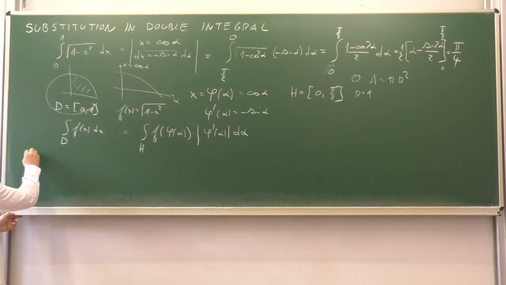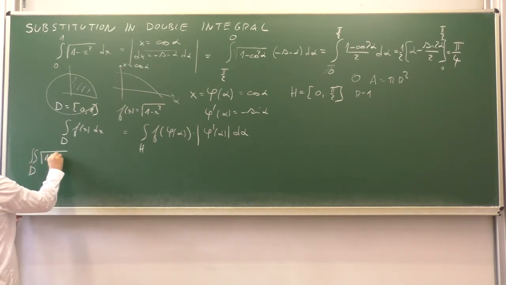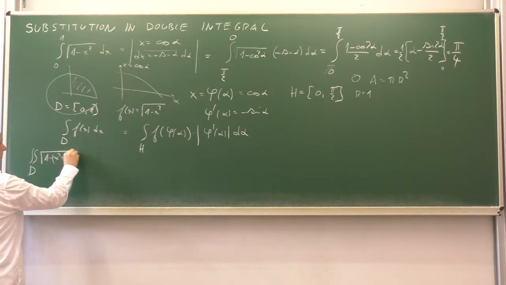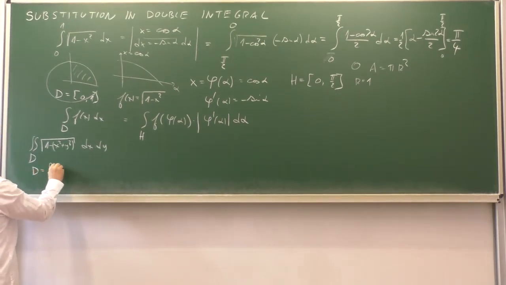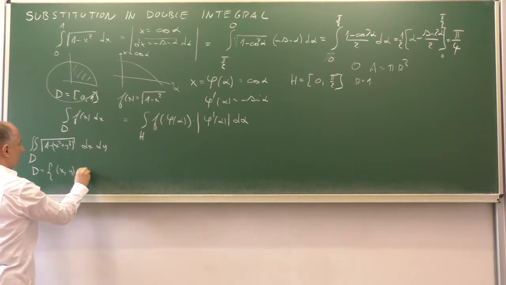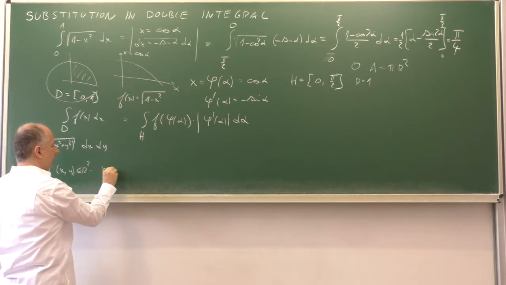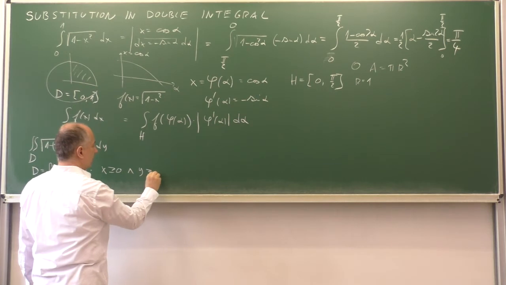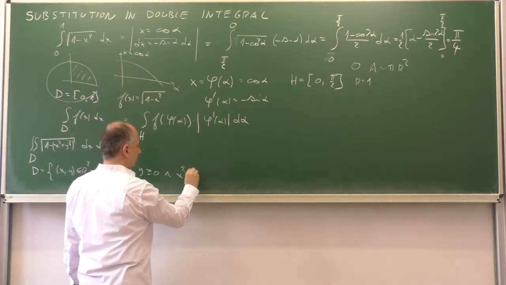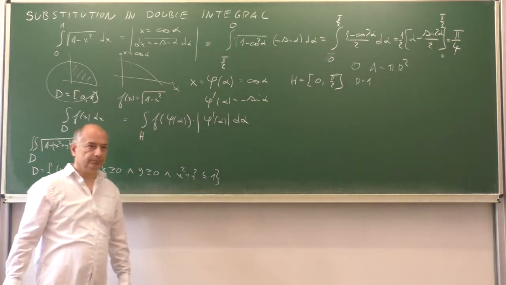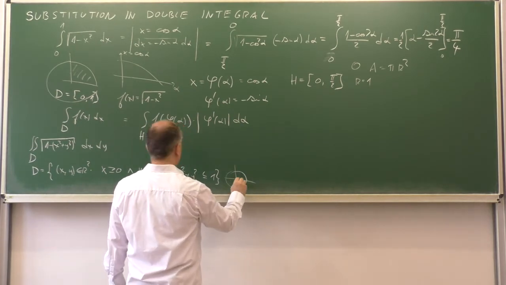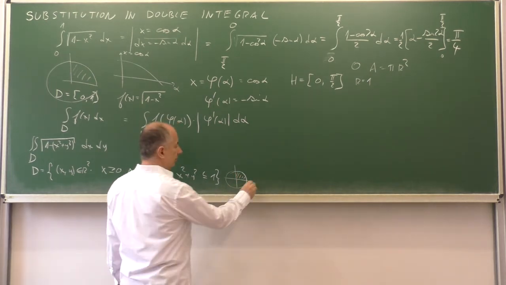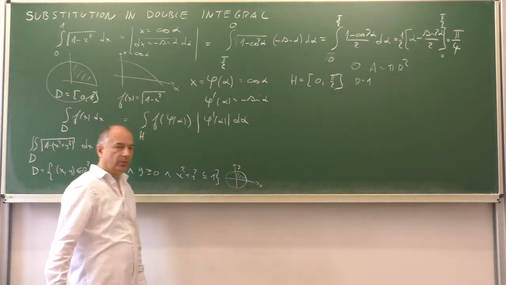Now, consider the double integral over the set D of the function square root of 1 minus x squared plus y squared, dx dy, and now D will be the set of all pairs (x, y) from R2 such that x is greater than or equal to 0 and y is greater than or equal to 0 and x squared plus y squared is less than or equal to 1. That means we are considering this set, a quarter of the circle, in the xy plane.